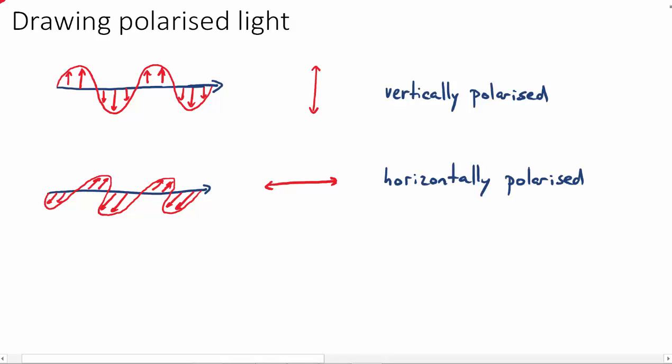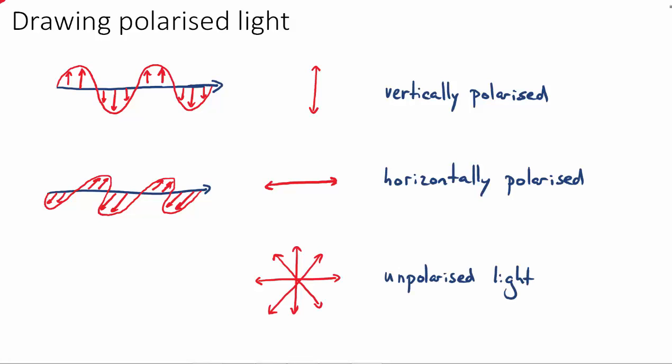And of course, unpolarized light basically means that it's got all the possible polarizations between vertical and horizontal included in the light. So there you have vertically polarized, horizontally polarized, and unpolarized light, with the side view and the end-on view.